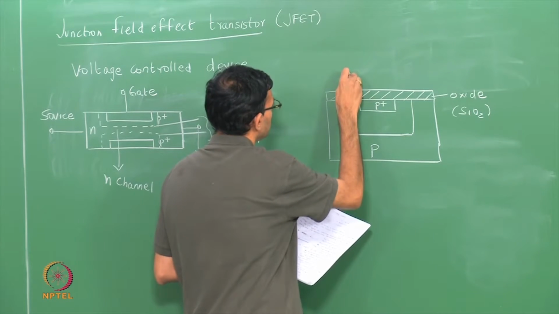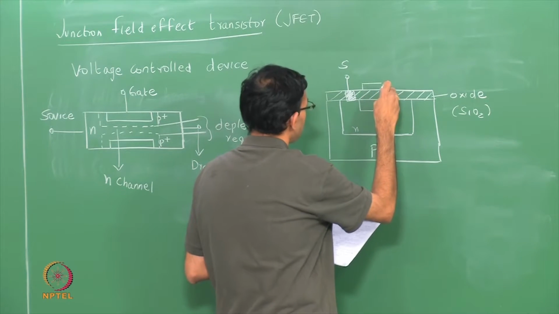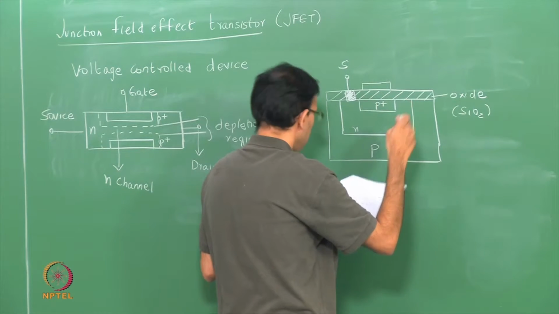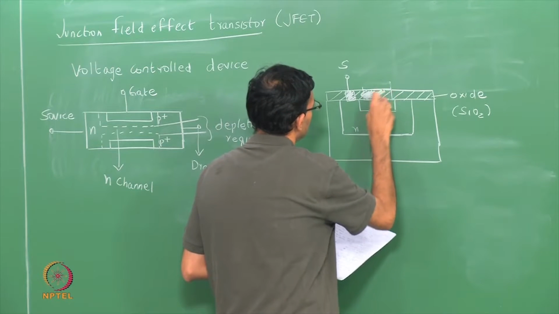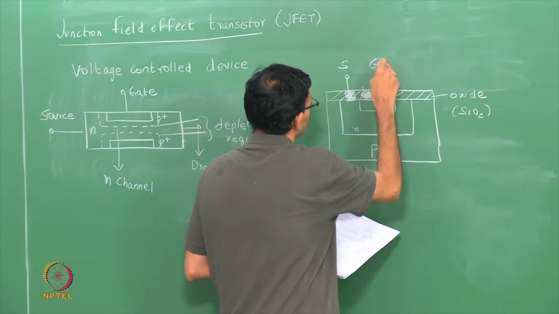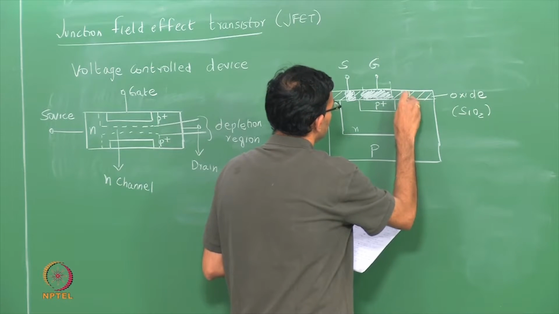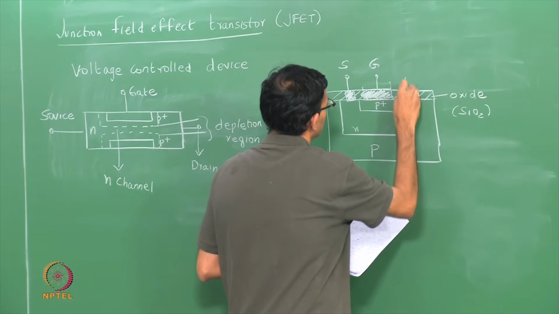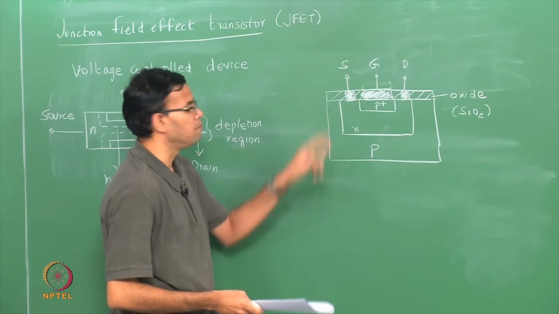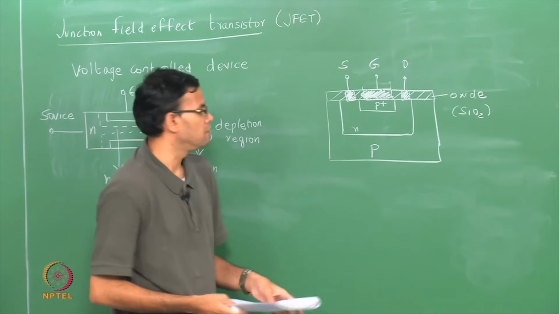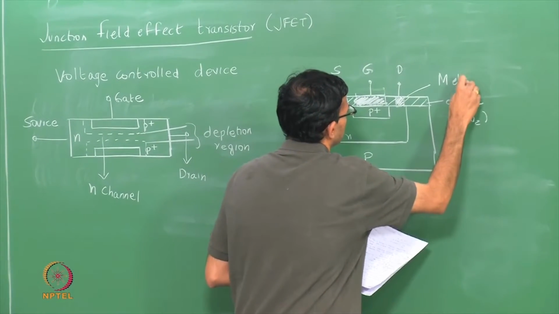One is your source, then you have a gate, gate is here, then you have your drain. The shaded regions essentially mean metal, so that you have a good contact with your semiconductor. So I will just say a metal contact.